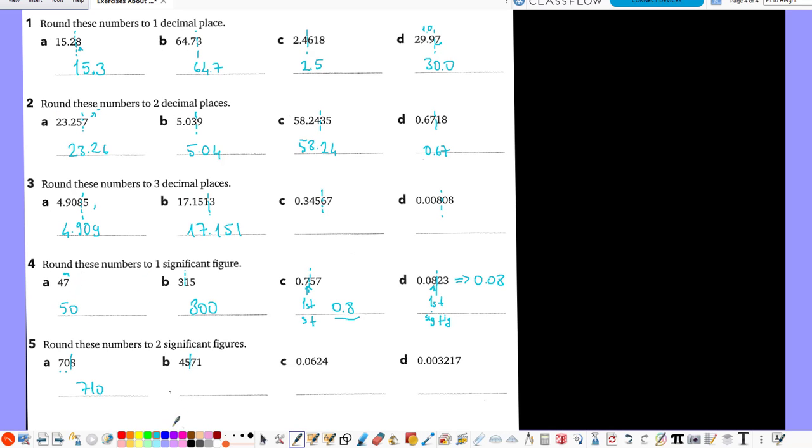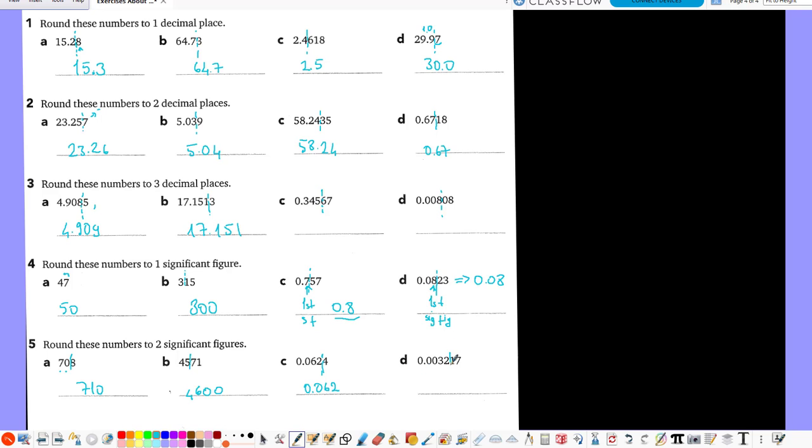So for this one, it's going to be equal to 45, and this is 71, which, 7 is greater than 5, so it's going to be equal to 4,600. You round this one, and here it's going to be equal to two significant figures. This is easier than the other one, because this is going to be equal to 0.062, and you're going to write here 0, but at the end 0 is not written.